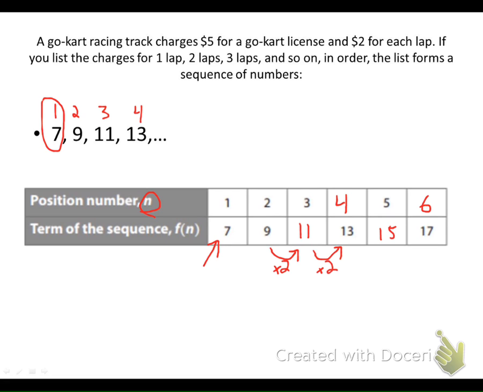Okay, so that's a basic introduction to sequences. The things that we need to know is that n is referring to the position number. What position is that term in the sequence? Is it in the first position? Is n equals 5? That would mean it's over here in the 5th position. And then f of n, that's just our function notation to describe our output or our dependent variable. What are the actual numbers in the sequence?